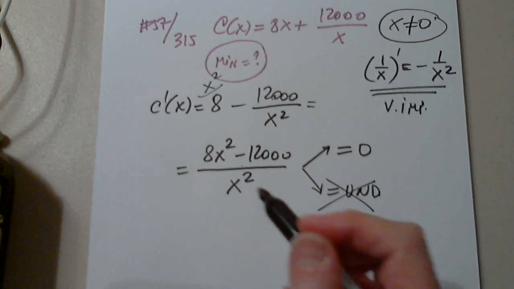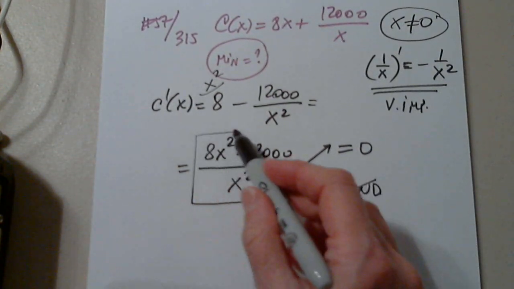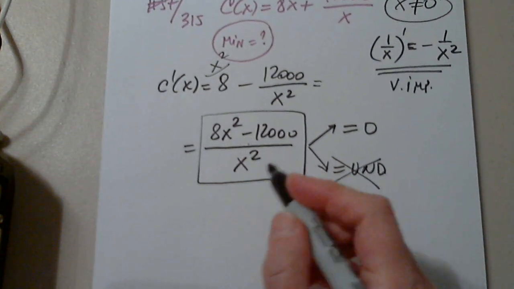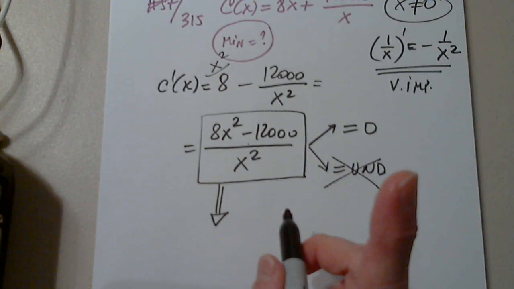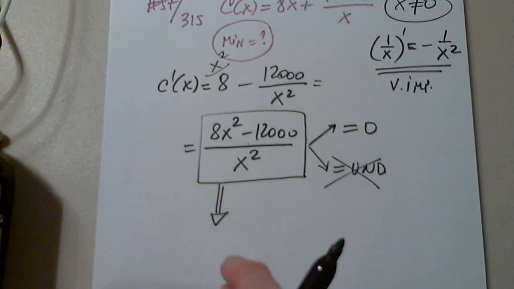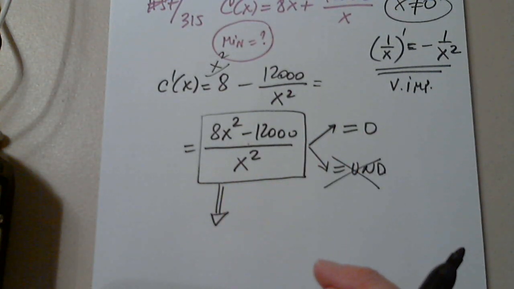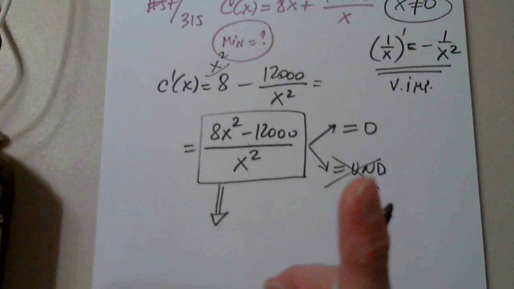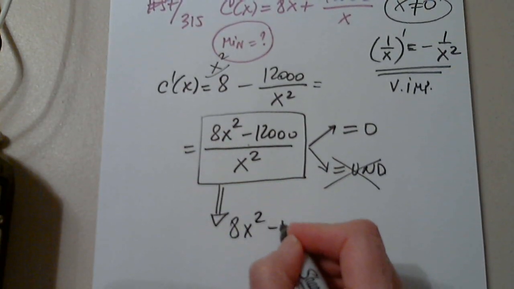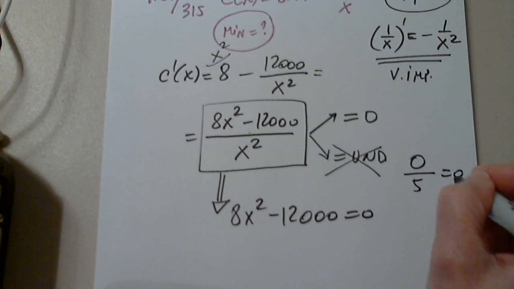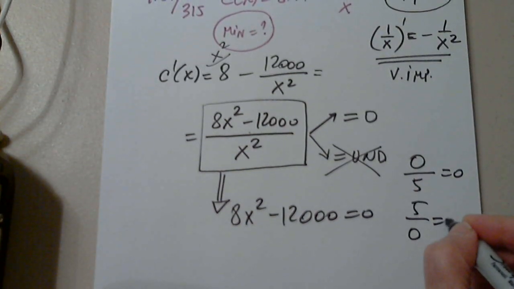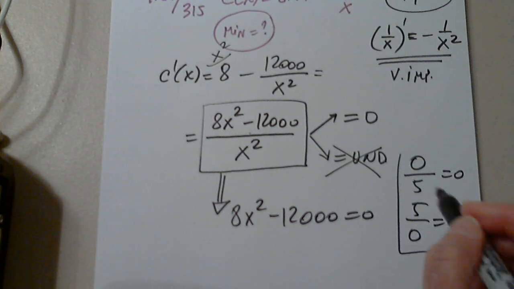Now, when we set it equal to 0, when is a fraction 0? A fraction is 0 only when the numerator is equal to 0. The denominator being 0 is only when it's undefined. Exactly. Only when the numerator is equal to 0. 0 over 5 is 0. 5 over 0 is undefined. Good.